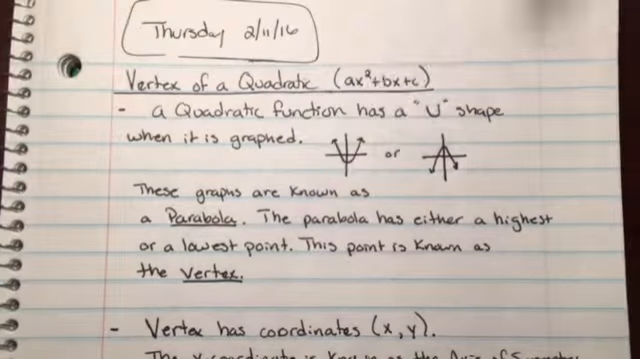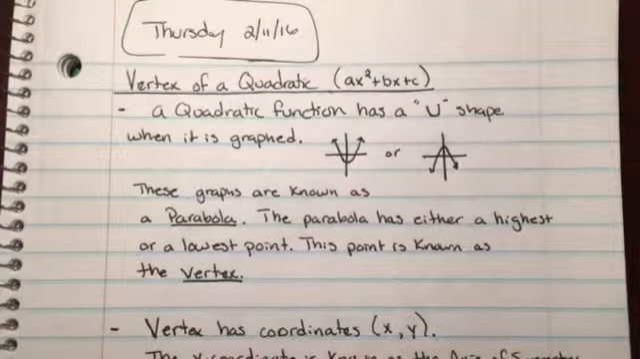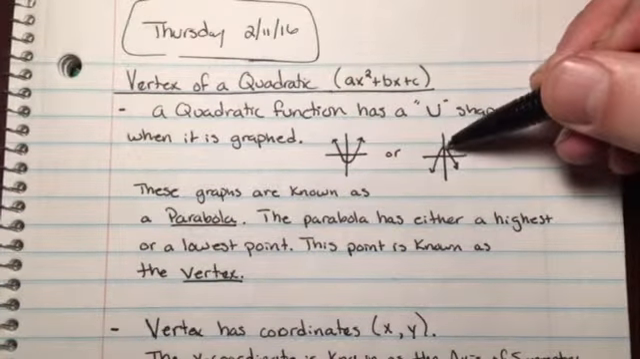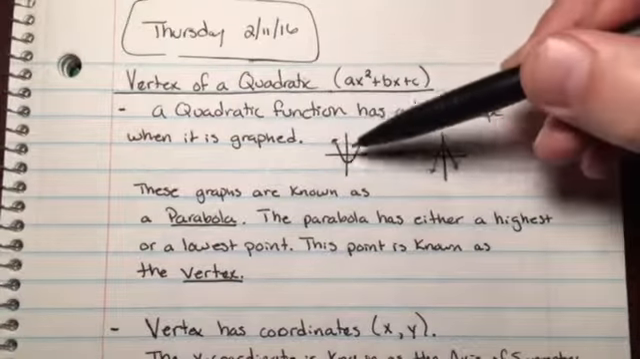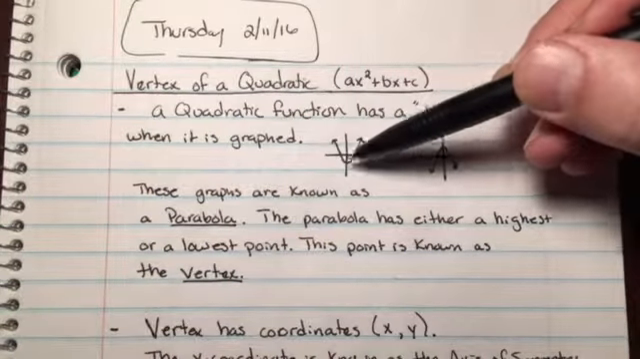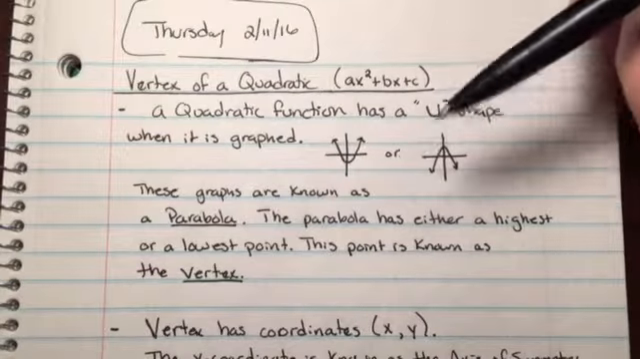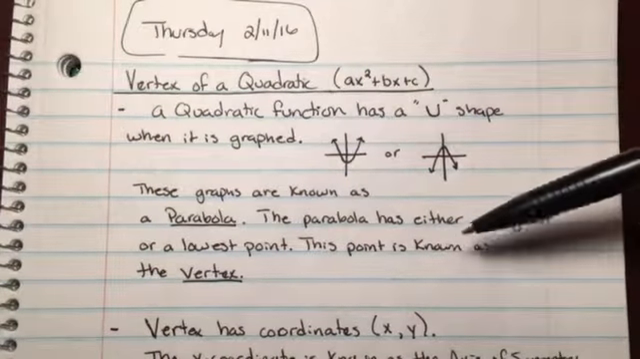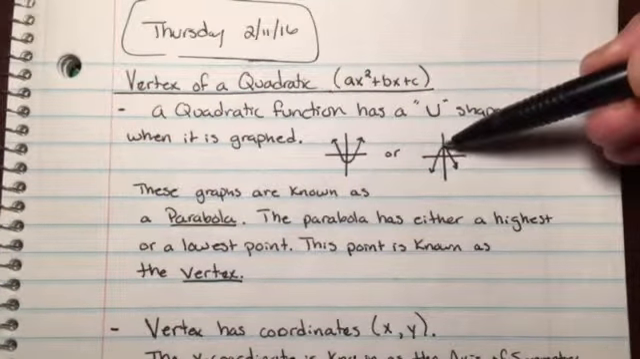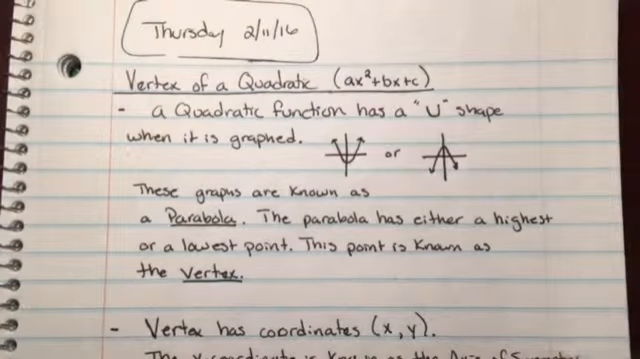These graphs are known as a parabola. Okay, so a parabola is either going to have a highest point or a lowest point. Here would be a highest point, that's the maximum height. Or here would be the lowest point, that's the minimum height. That point is known as the vertex. It's the very tip of the parabola.